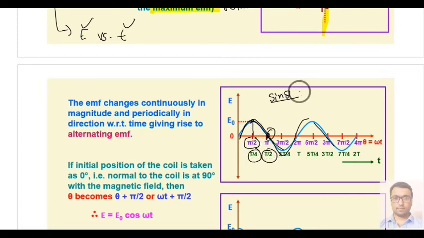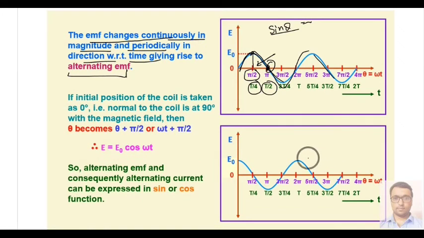sin 180 is 0. We can say that this EMF keeps on changing continuously in magnitude and periodically in direction with respect to time. So it gives rise to the alternating EMF. Alternating EMF is that EMF which keeps changing with time in both directions.